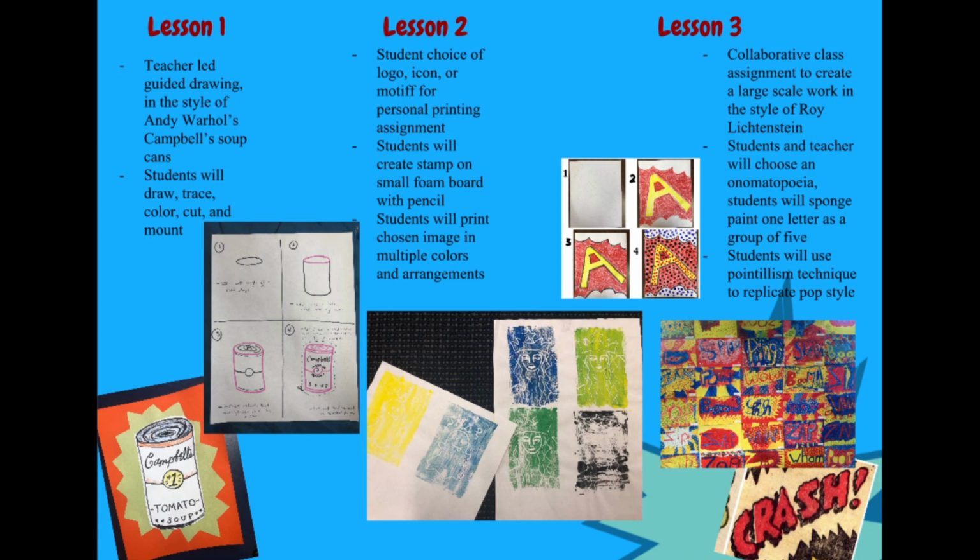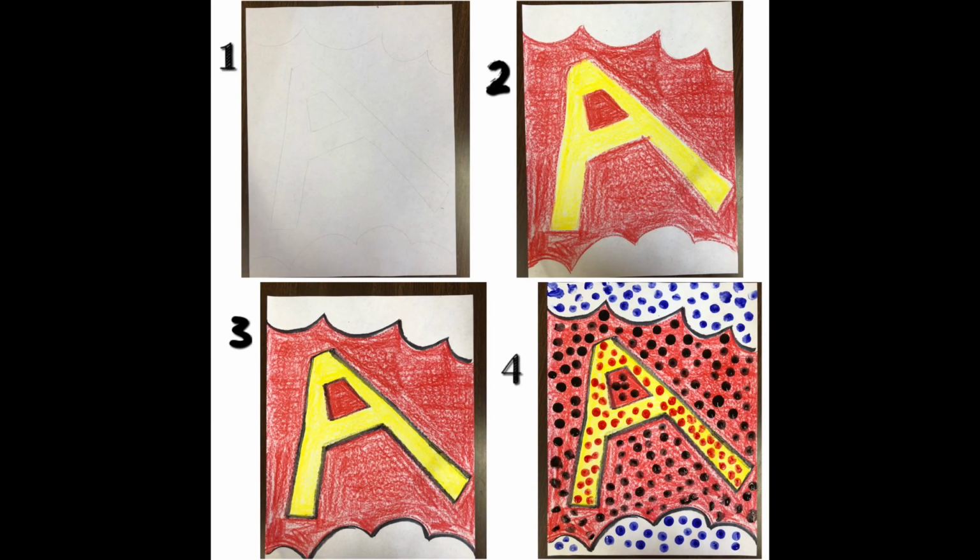So the whole class would choose a word, and I'm thinking something like crash or Lichtenstein's varoom, so that each group of students, or each table, because they sit at tables, would get a letter that would already be pre-drawn on a large scale paper for them. They'd have to cover the letter from their onomatopoeia and the background with color, and then go over the colored letter and spaces with pointillism dots.